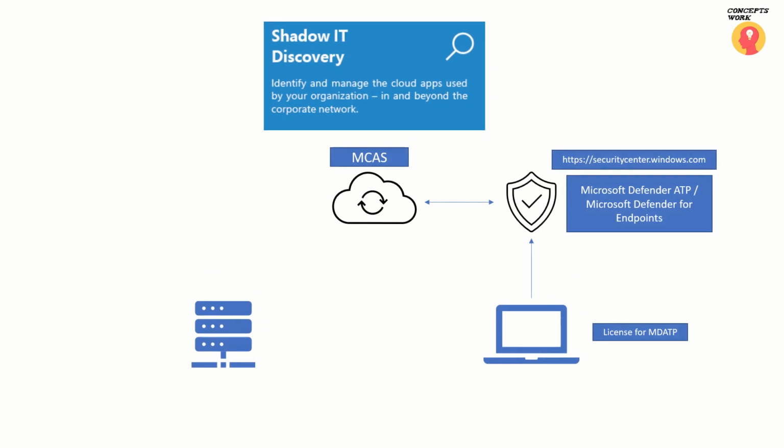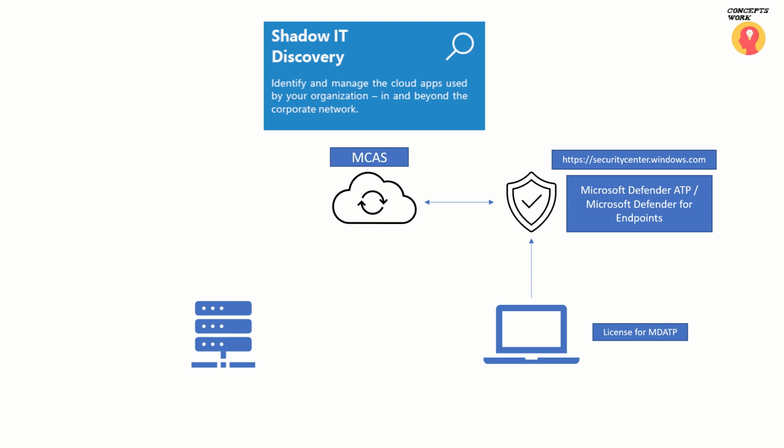Now, in a nutshell, since there is no agent for MCAS, that means you cannot install any agent on an endpoint that directly sends information to the MCAS service. Instead, how it works is that you will onboard your machines to MDATP, which is Microsoft Defender ATP, now commonly known as Microsoft Defender for Endpoint. And the portal that you have to access is securitycenter.windows.com. Okay, so once you have onboarded your machine to MDATP, there is an integration which is already done, and all you have to do is enable it for your enterprise.